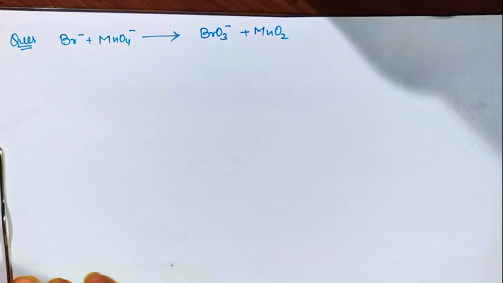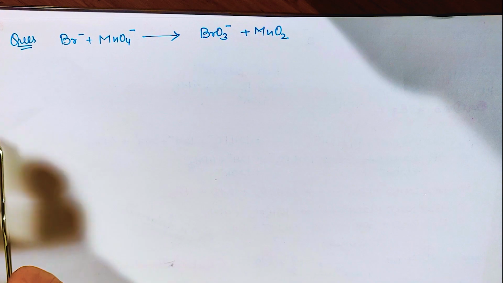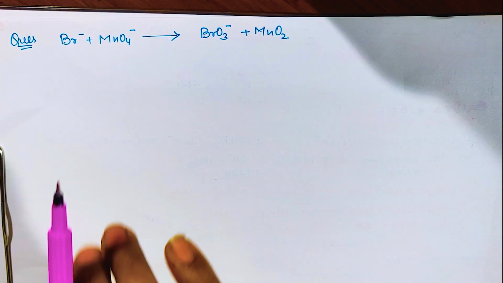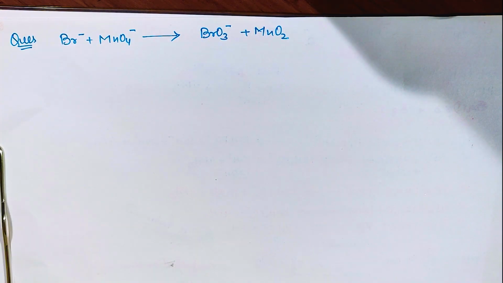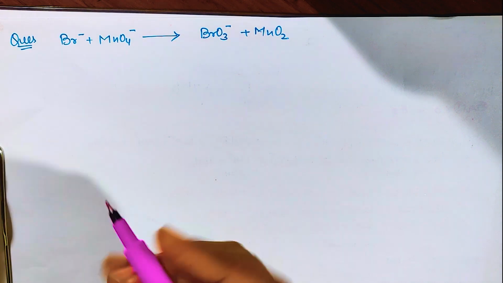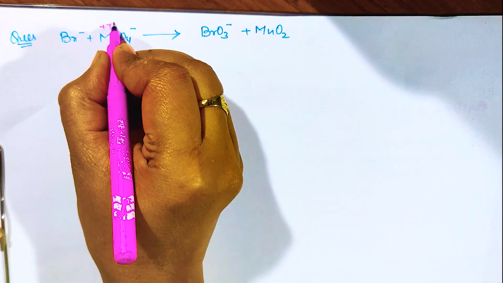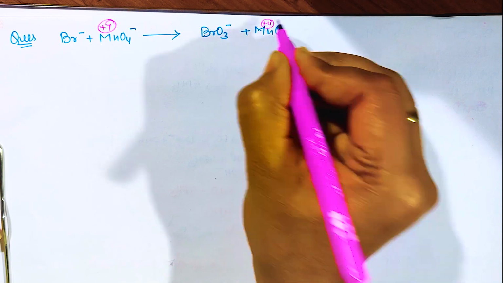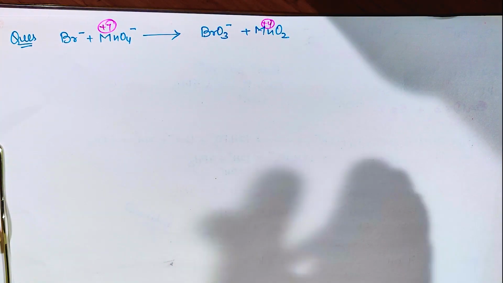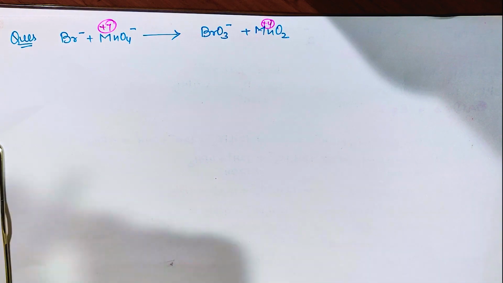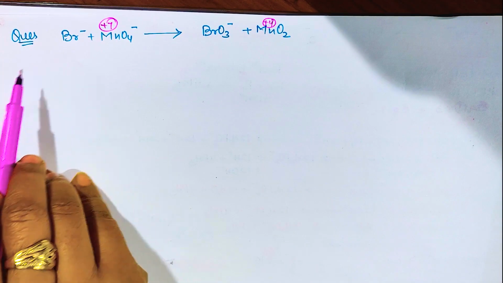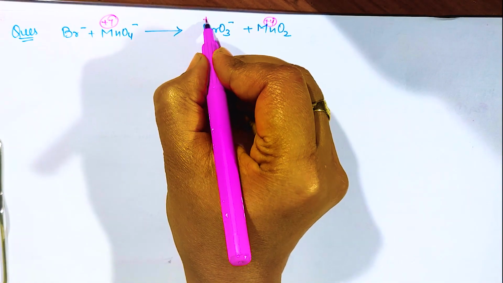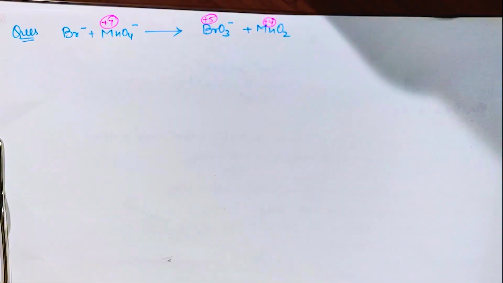But for the Mn case, if there is a change of 5 electrons, it must be in the acidic medium, and if there is a change of 3 electrons, it will be in the basic medium. So just find the oxidation number. It is +7 and here it is +2. Sorry, +4. So what is the difference? 3 electrons. That means it is in the basic medium. Now for bromine, it is already given, so no need to find. Here you will find it is +5. I hope it is clear.